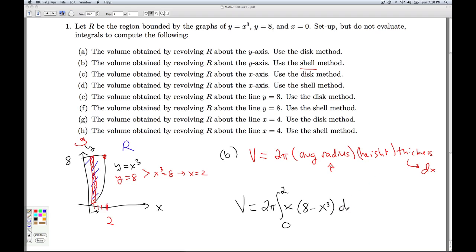Times, of course, the thickness, which is now dx. And once again, that's all we're asked to do is set this up. If we were to evaluate this, we distribute the x through, use the power rule, fundamental theorem of calculus, and we're done. That'll do it for part B.